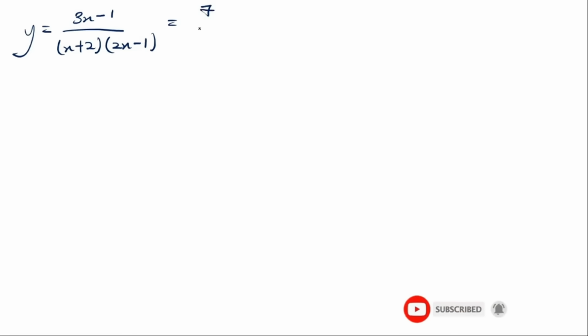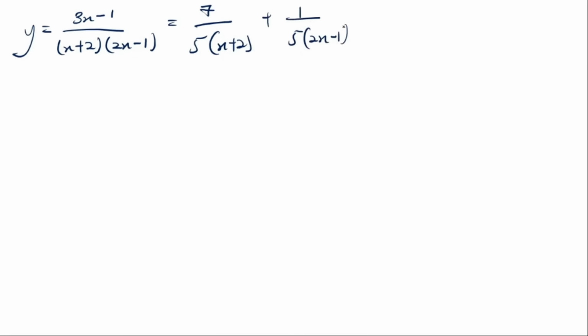You get 7 on 5 multiplied by x plus 2, then plus 1 on 5 times 2x minus 1. This is the result that you get. So from here, our y is now equal to this function we have over here, that is the function 7 on 5 x plus 2 plus 1 on 5 2x minus 1.